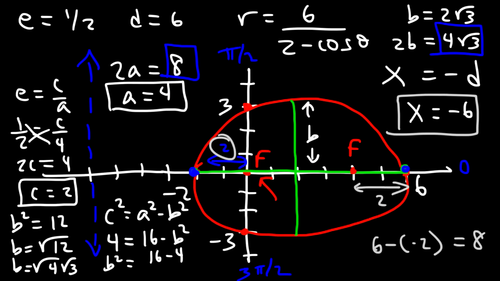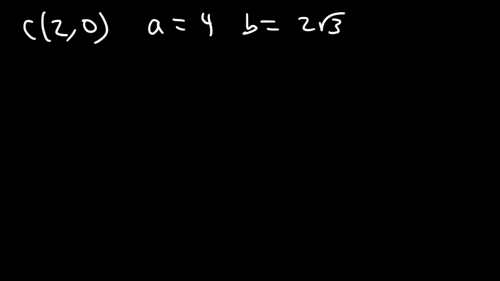Now, what if we wanted to find the rectangular equation of this ellipse? How can we do so? We need to know the values of a, b, and the center of the ellipse. So the center of the ellipse is here. It's the midpoint between -2 and 6. -2 plus 6 is 4, divided by 2 will give us an x-coordinate of 2, and the y-coordinate is 0. So the center is at 2, 0, a is 4, and b is 2 square root 3.